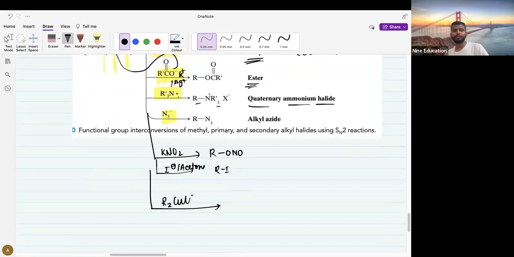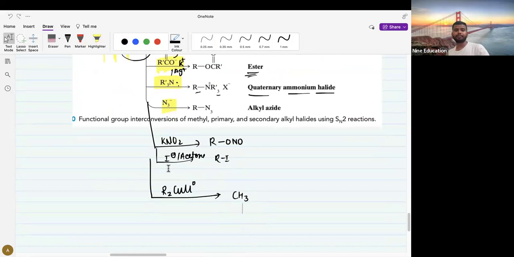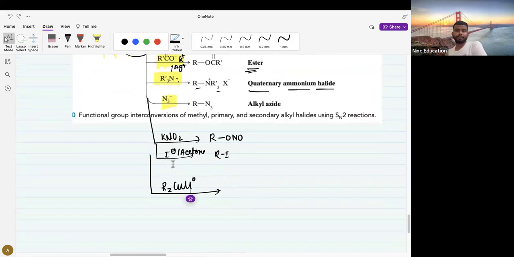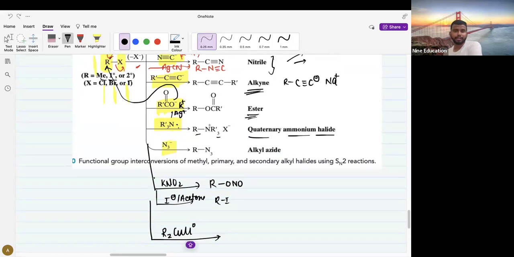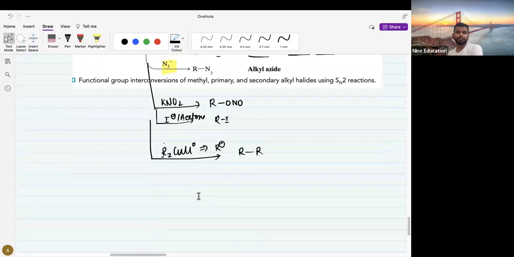Let's say we have R2CuLi. So you can make from here CH3. If you have R2CuLi here, the nucleophile is R minus. R minus will go attack the carbon here and remove X. So R and R will be joined. Let's say another example also. R2CuLi is known as what? It is known as Gilman reagent.